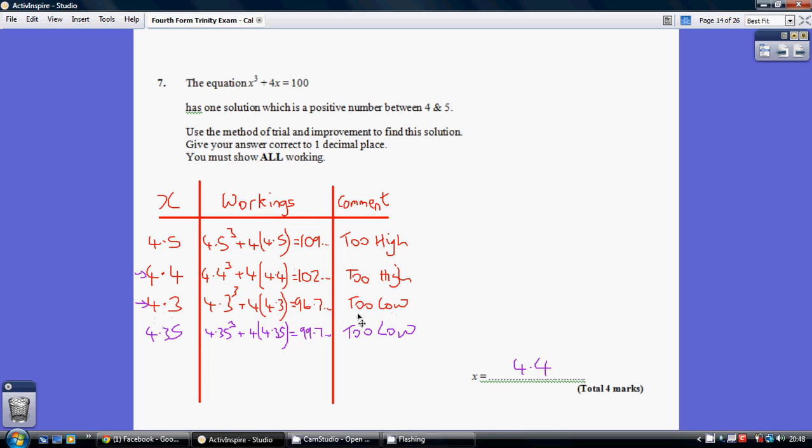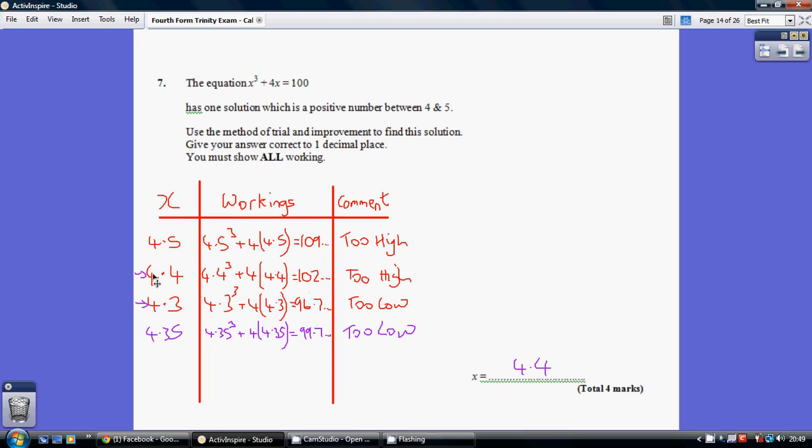So 4.3 is too low, 4.4 is too high. So our true answer is somewhere between the two. But with these questions, they're always going to ask you to give the answer correct to 1 decimal place. So our final answer is going to be either this 4.4 or this 4.3. Now you can't just say, well look, clearly it's going to be 4.4 because 102 is closer to 100 than 96.7 is. You're right, but that just won't cut it.